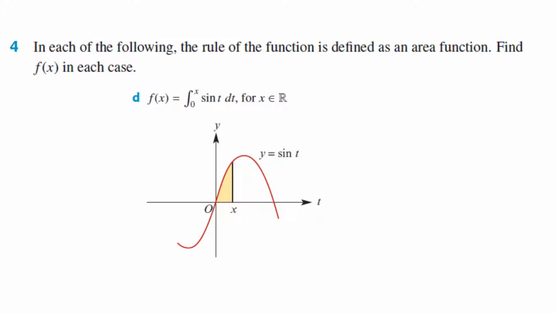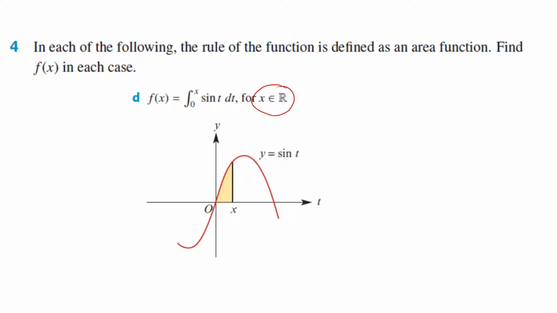Okay, so let's finish off with this particular example. The rule for the function is defined as an area function. We're defining it for any value of x, both positive and negative. So we'll think about the ramifications for that in a minute, which are quite interesting. All right, so let's go through the process of trying to get a neater definition of f of x.